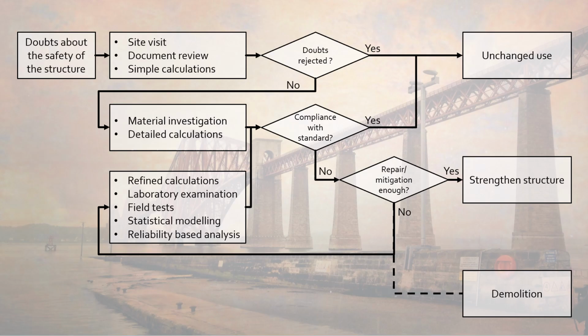Hopefully by now the structure will comply with the relevant standards. If the structure still fails to comply even after we have performed refined calculations, lab tests and reliability analysis, demolition may be the only valid option. If the structure is found acceptable, a suitable inspection and integrity management plan has to be established, ensuring that any deterioration or damage beyond what is acceptable is found, evaluated, and possibly repaired or mitigated.